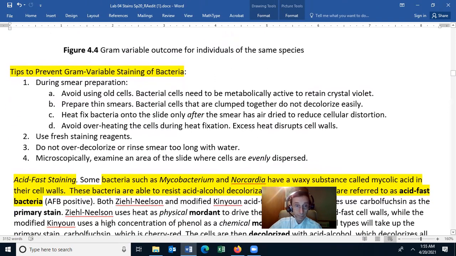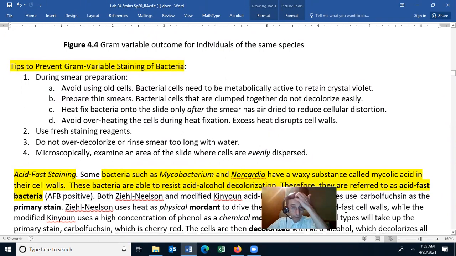So here's some tips for preventing Gram variable bacteria. Avoid using old cells. Prepare very thin smears. If you have a very thick smear, the stain which is supposed to get inside the cell may not reach the bottom cells because it's too many layers of cells to get through. And conversely, if the dye is supposed to wash out of the cells, if the layer is too thick, not all of the stain may wash out of the cells.